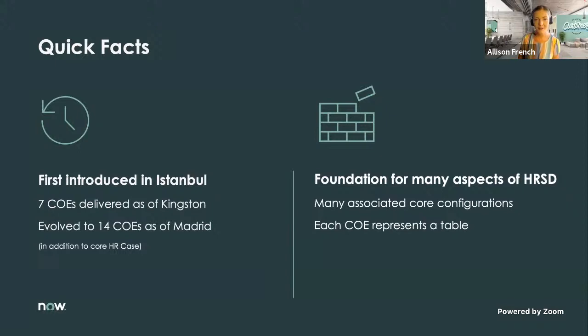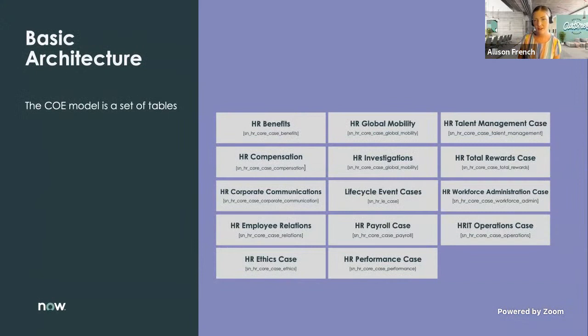And so I know that a lot of you who are listening are probably pretty tech savvy and you're familiar with the overall architecture and you know what a table is. But I want to take a step back and just make sure that we define that, especially for anyone who is new to ServiceNow or isn't familiar with the architecture. So in terms of the basic architecture of the COE data model, the first thing to reiterate is that the COE data model is essentially a set of tables.